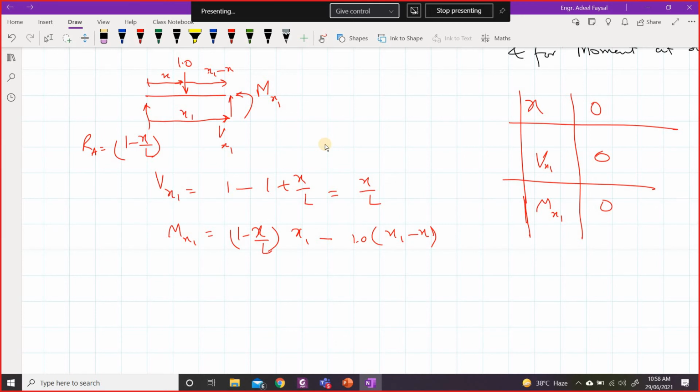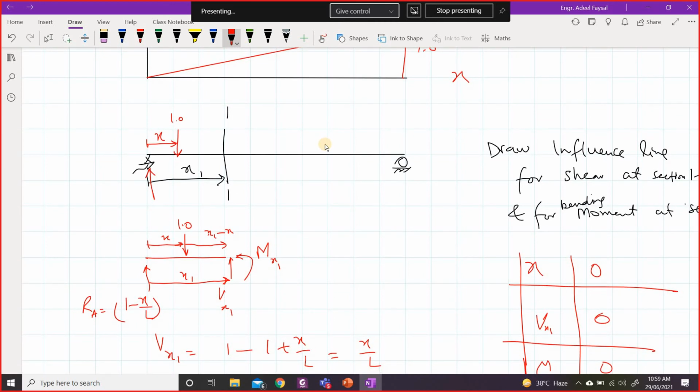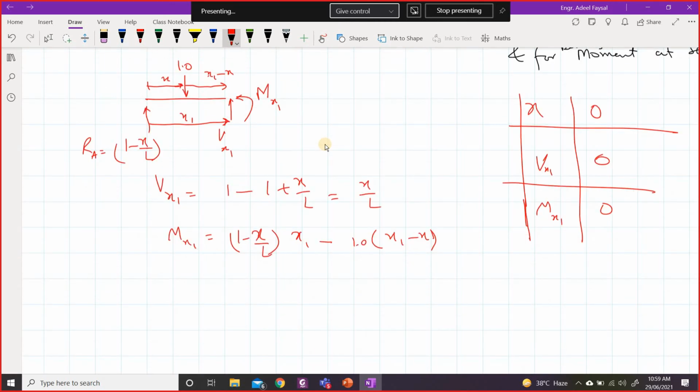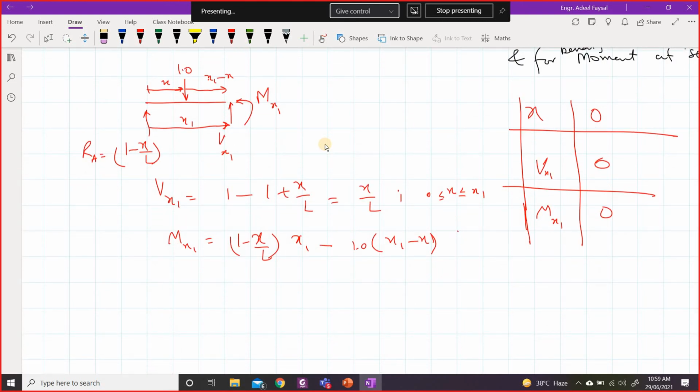Now, let's not write in terms of x because it could confuse you with the shear force and bending moment concept, I mean, the previous one. So these are the values for Vx1 and the values for Mx1. And then you know that the situation will change. These functions are valid when x is between 0 and x1. So when the load is between 0 and the section 1, you can apply these functions. Both of these functions are for this range of x.